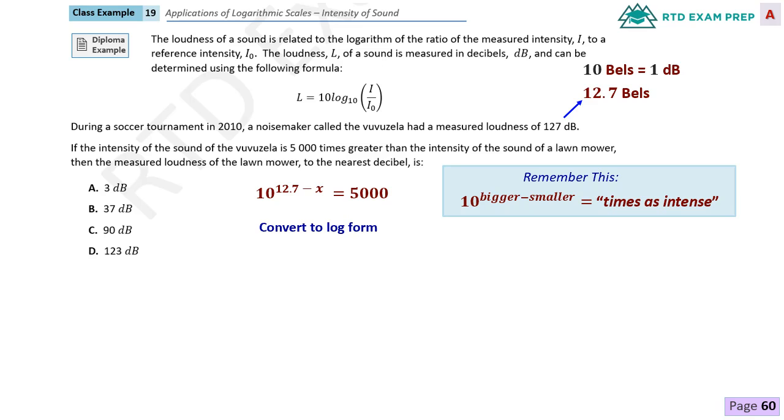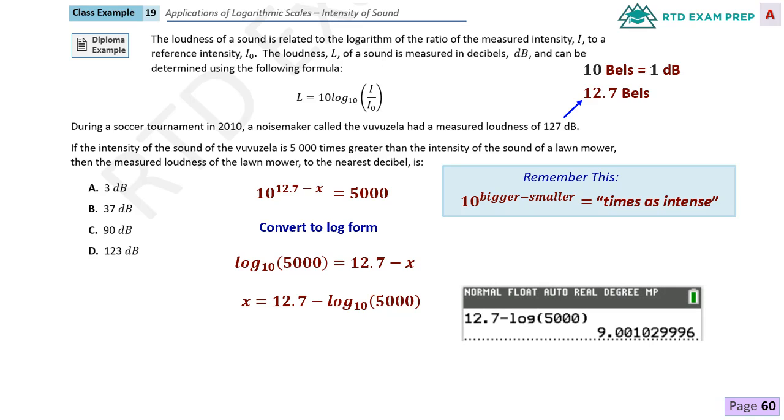We convert to log form and rearrange to find that x is equal to 12.7 minus log base 10 of 5,000. As we evaluate this in our calculator, we get the number 9.0, and we don't see that anywhere as an answer. But then we recall that that is our answer in bells. So since the question was talking in decibels, we would have to convert that back by multiplying by 10. 9 times 10 is of course 90, and our answer would be C.